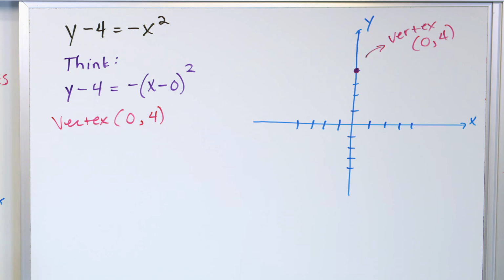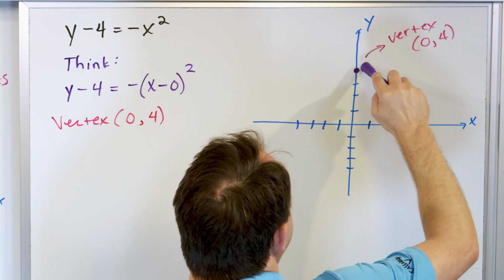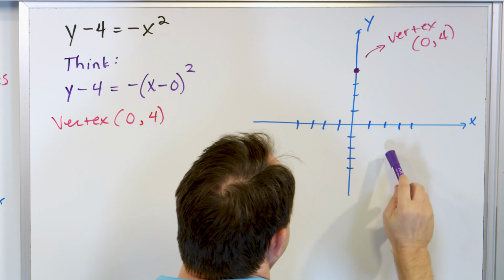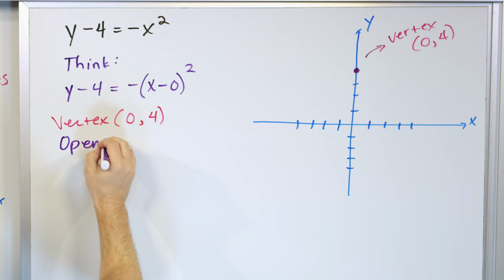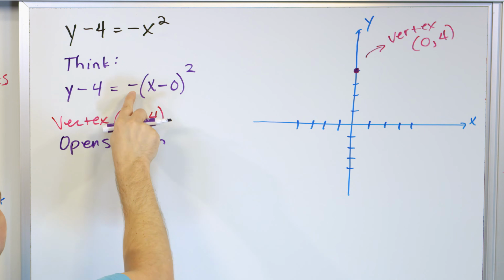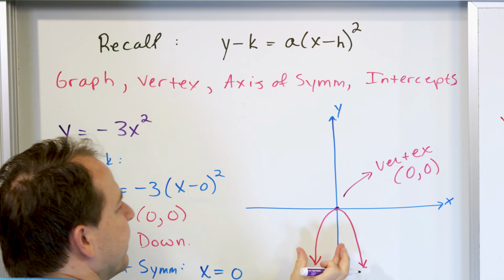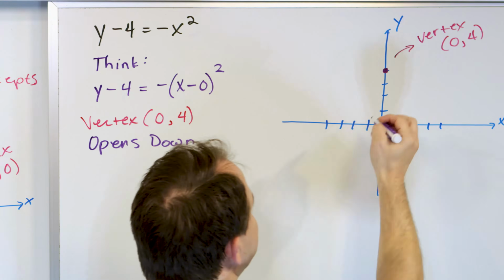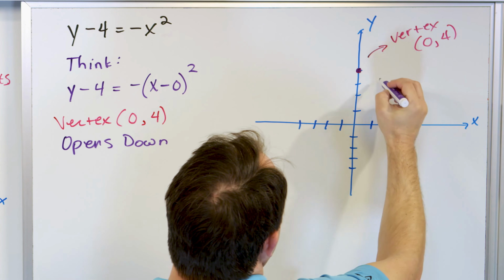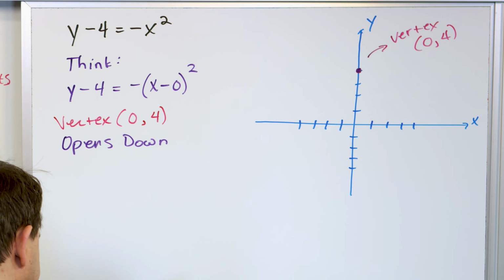So the next thing you have to look at is, does it open up or does it open down? In other words, does it look like a smiley face with a vertex here, or does it look like a frowny face with the vertex there? Well, I have a negative sign in front of the x squared term, so it opens down. And also, it's only a -1 out here. In the previous problem, it was -3. That was much steeper, much more constricted. But this is a -1, which means it's not going to be quite so steep. It'll probably open something more like a traditional parabola shape, just flipped upside down.